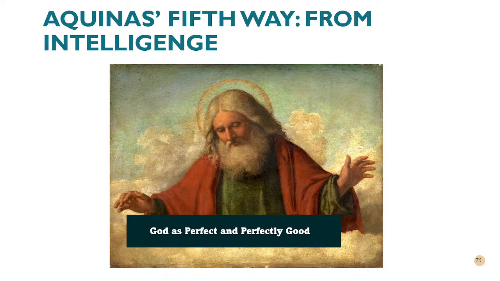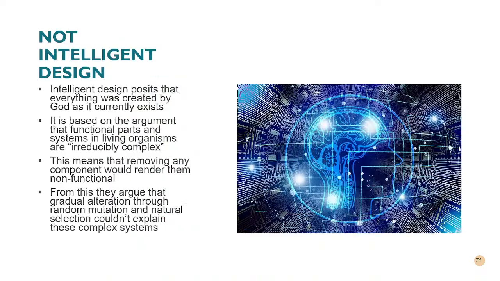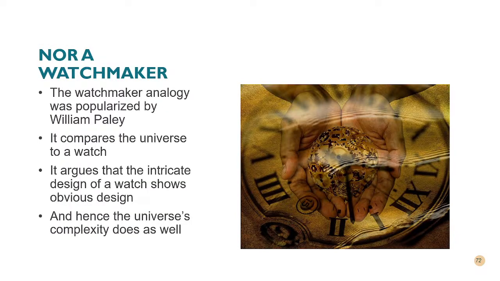Lastly, Aquinas' fifth way, from intelligence. God is perfect and perfectly good. So this argument is not based on intelligent design. We will briefly touch upon this in a fine-tuning argument, but Aquinas' fifth argument is not based on complexity in living organisms, namely that removing any component would render them non-functional. From this, intelligent design argues that gradual alteration through random mutation and natural selection couldn't explain these complex systems. Nor is it based on the watchmaker analogy popularized by William Paley, in which the intricate design of a watch shows design.